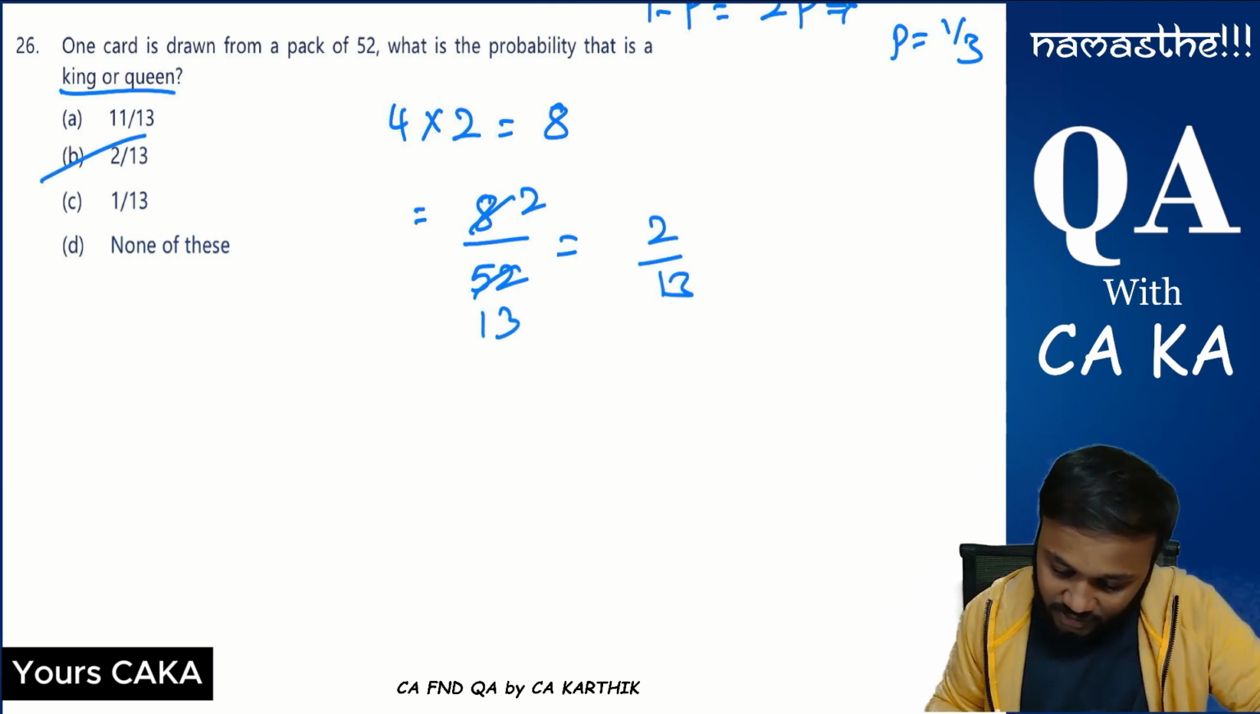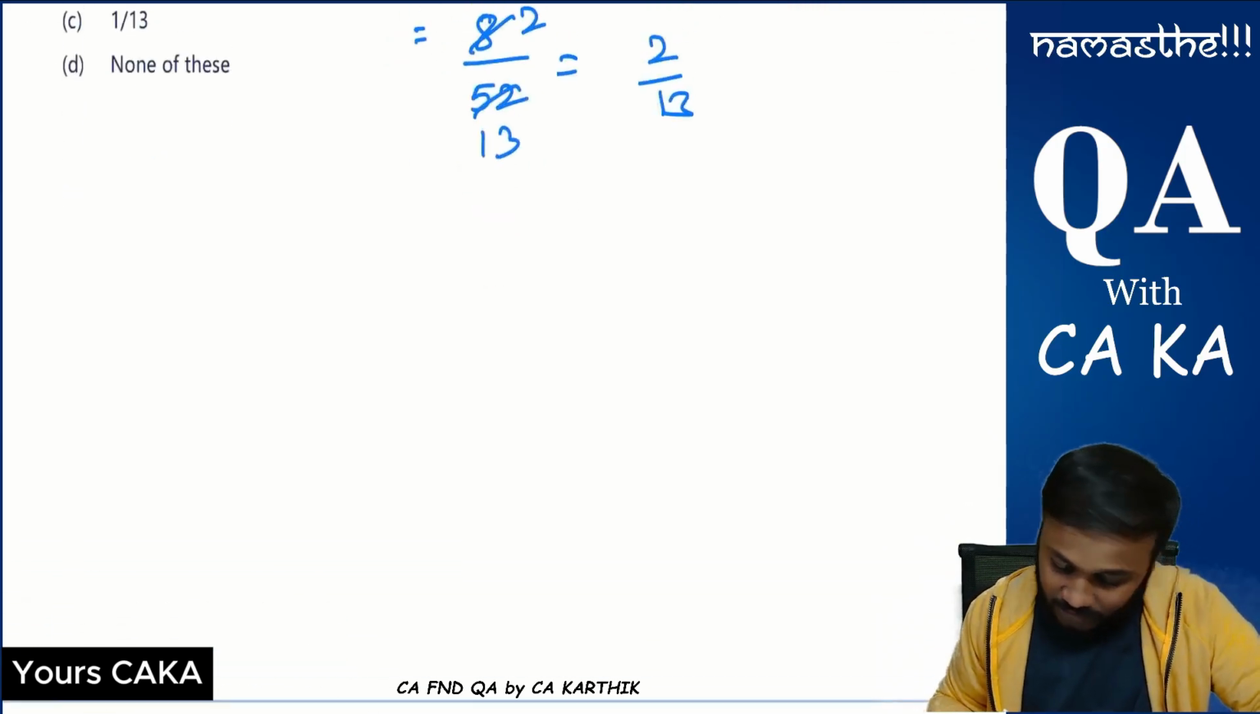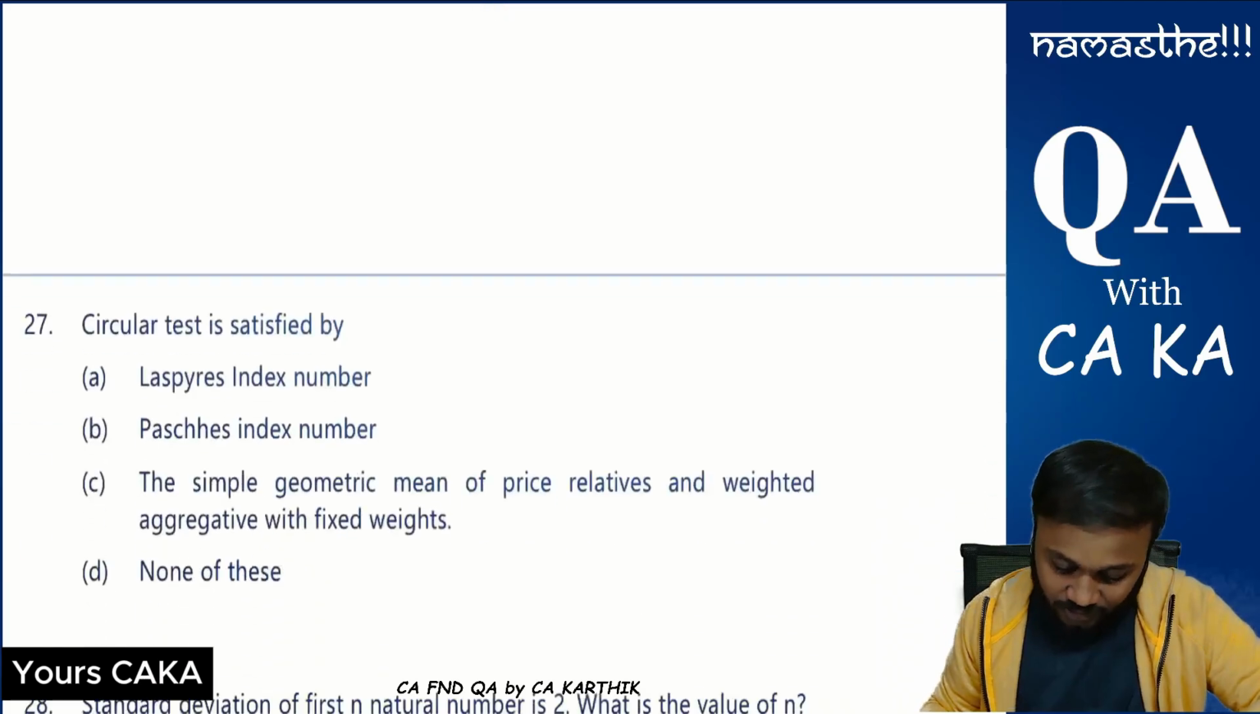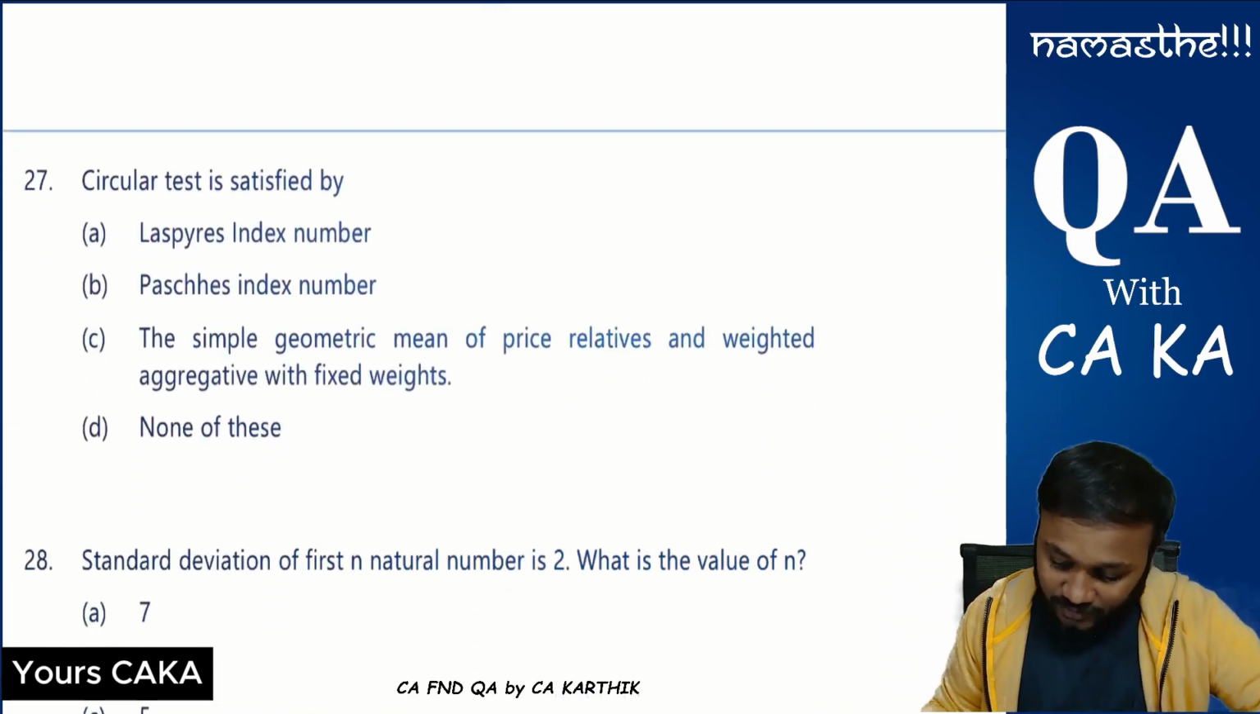2 by 13. Cross check in your calculator: 8 divided by 52 gives 0.146. If not, check 2 divided by 13. It is the same. You can cross check using the calculator after getting the decimal version.